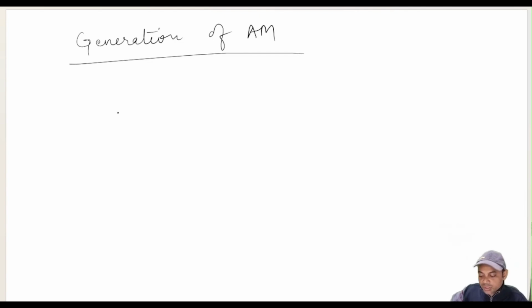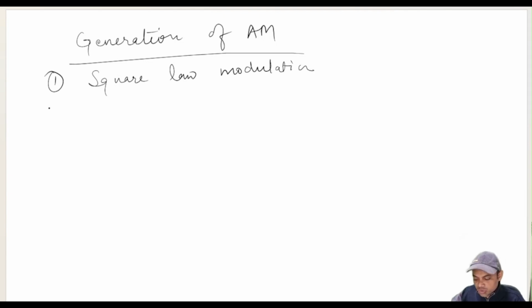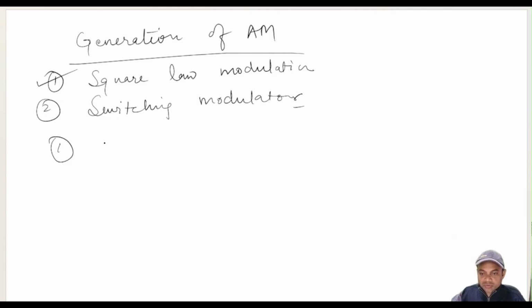Okay, for generation of AM we have basically two methods. First one is the square law modulator, and the second is the switching modulator. First, the square law modulator.